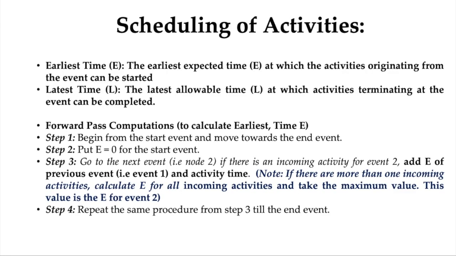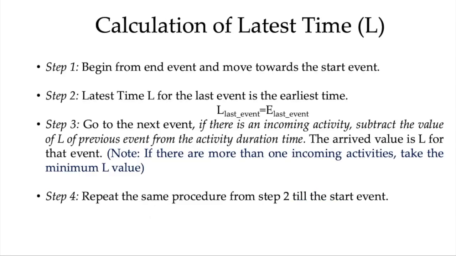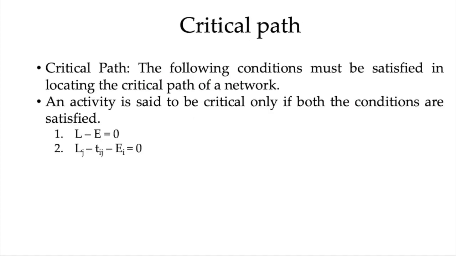Now, scheduling, how to do the analysis. So we define two types of times: earliest start time and latest start time. The earliest expected time at which the activities originating from an event can be started is denoted by earliest time, or E, in this particular lecture. Latest time, L, is the latest allowable time at which the activity terminating at the event can be completed. To compute the earliest time, we go through a forward pass, and to compute the latest time, we use a backward pass. So first we'll use an example, and then we'll move on to discuss all these components.